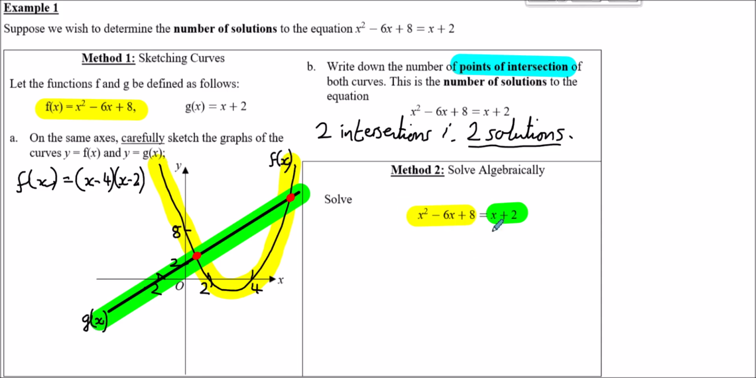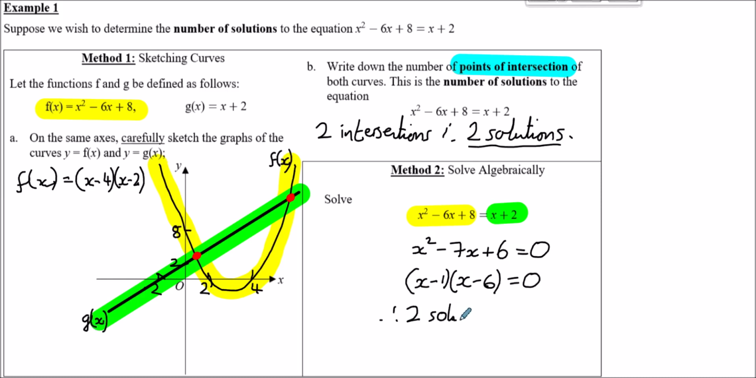And so if we take this and subtract x and 2 from both sides, we would get x squared minus 7x plus 6 equals 0. Now we can think of 2 numbers that multiply together to give us 6 and add up to minus 7. That's going to be minus 1 and minus 6. So therefore, we again see there's 2 solutions. So the 2 solutions are where x equals 1 and where x equals 6.